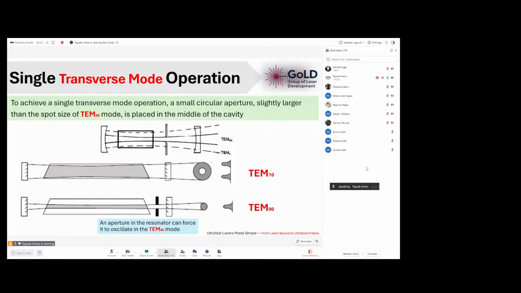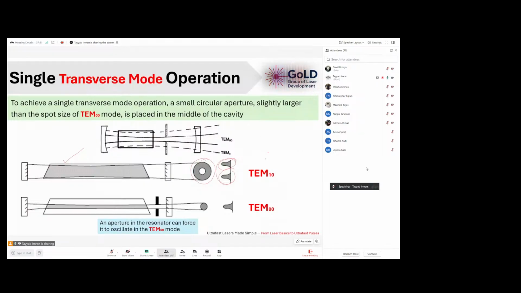So if you see here, this is the normal case. When the cavity is there, the mirrors are there, all the light passes through the medium, and we have a number of modes. This is 10, 10, 10 or 01 modes. So in this case, at the output, you will see the spectrum.